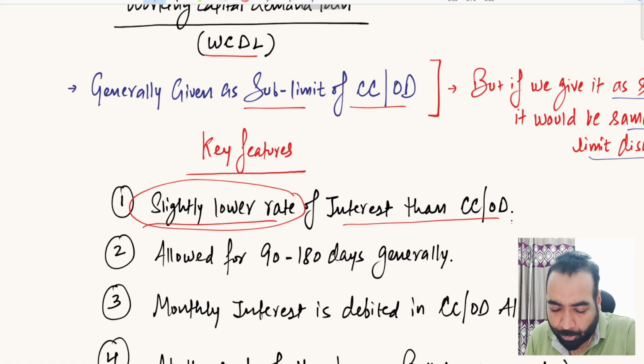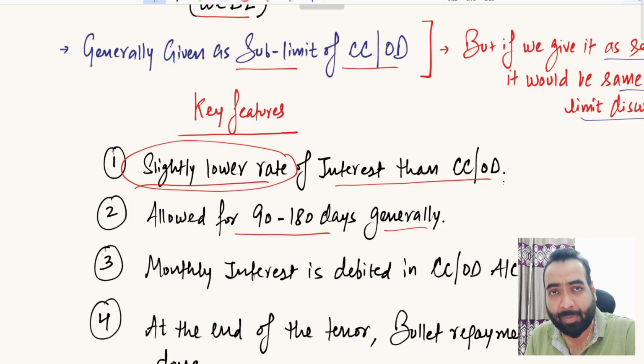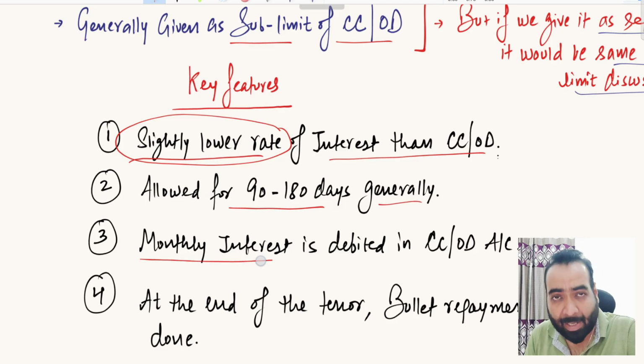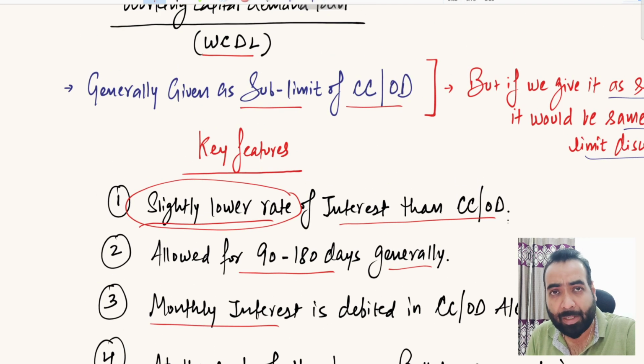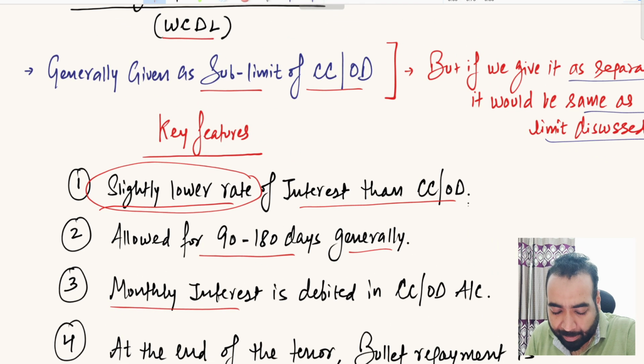So it is allowed to you for a 90 to 180 days period generally, right? It can be for 365 days also, but that is a very rare phenomenon. So monthly interest is charged on the WCDL loan, right? Monthly interest is charged, and that interest is charged in your CC and OD account only. I will explain to you how, right?